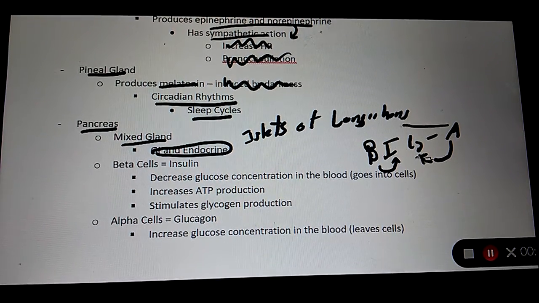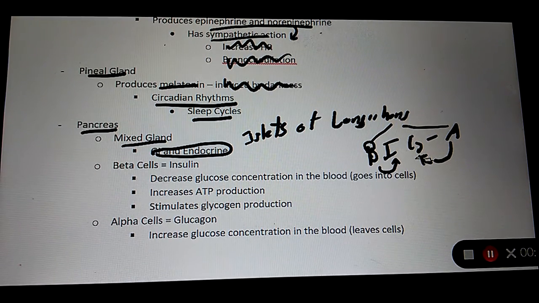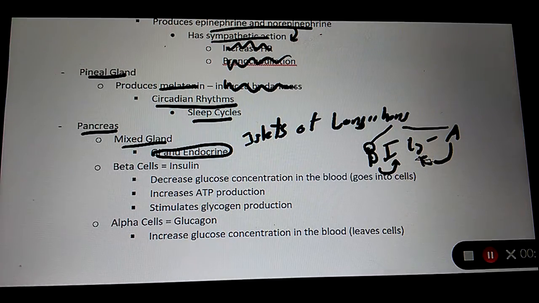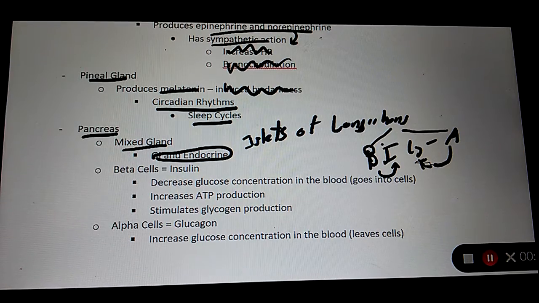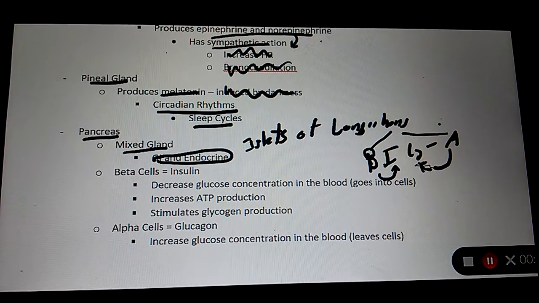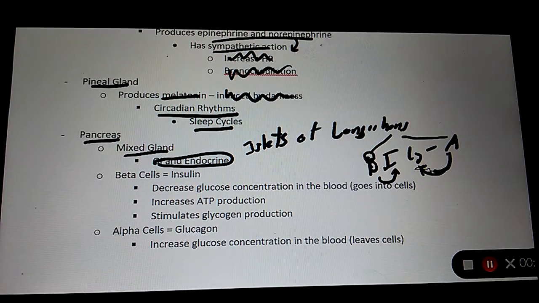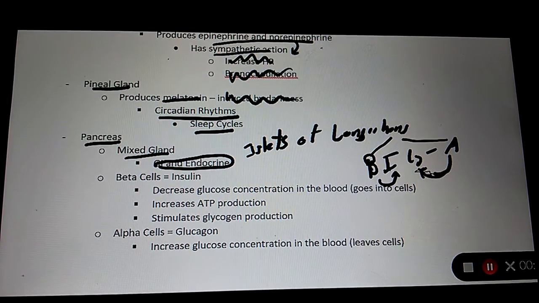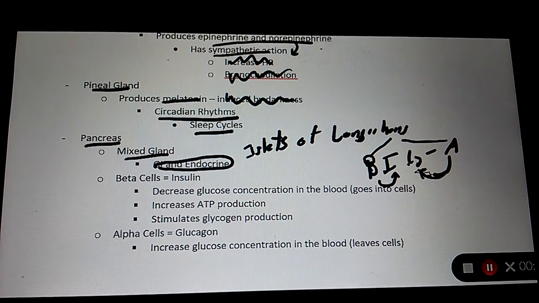Are alpha and beta both parts of the islets of Langerhans? Yes. What are the two cells of the islets of Langerhans? Alpha and beta. Alpha produces what? Glucagon. Beta, insulin. Alpha, glucagon. Okay?